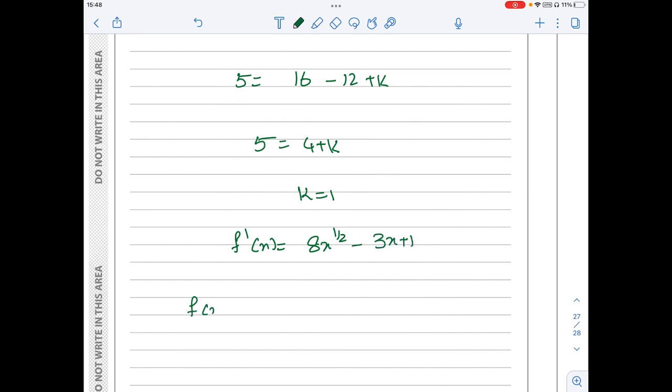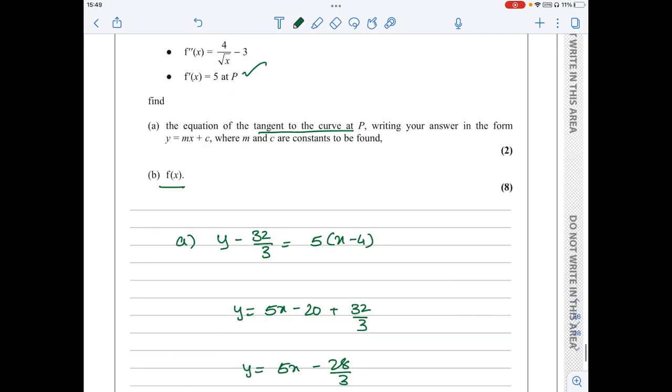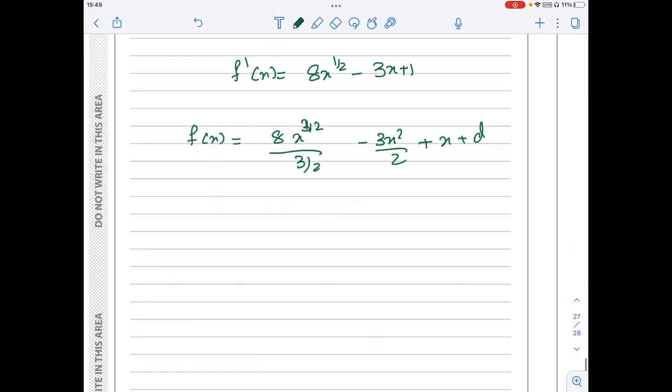Now further integrate, it becomes f of x: 8x power 1 upon 2 plus 1 is 3 upon 2, upon 3 upon 2, minus 3x square upon 2 plus x plus another constant d. But it passes through the point 4 comma 32 upon 3. So 32 upon 3 equals 16 upon 3 times 4 power 3 upon 2 minus 3 upon 2 times 4 square plus 4 plus d.